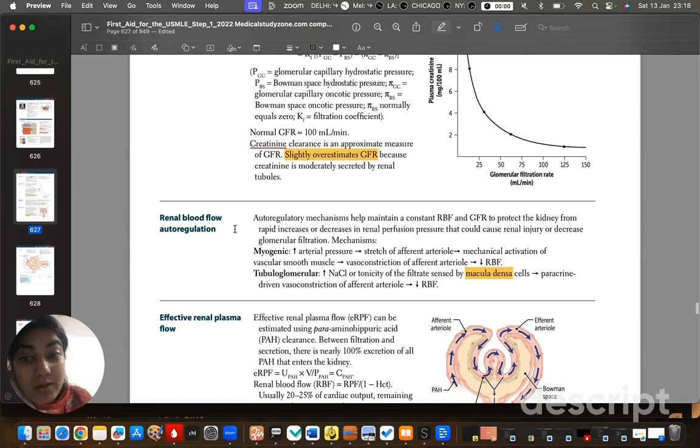I want to talk about renal blood flow autoregulation, and actually your kidneys and your body are so awesome, because it knows how to sort itself out if we don't mess it up. Autoregulatory mechanisms help maintain a constant blood flow and GFR to protect the kidney from rapid increases or decreases in renal perfusion pressure that cause renal injury or decrease glomerular filtration.